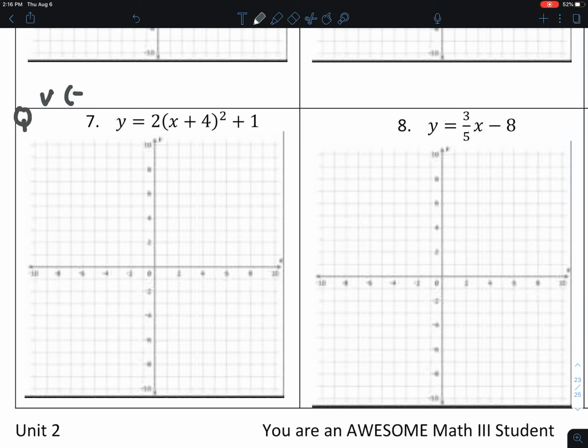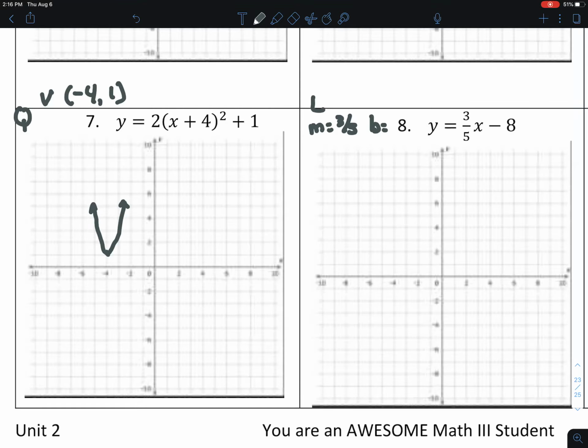And then this one is quadratic. It has a vertex of -4, 1. So we're going to go to -4 and 1. It's a little bit skinnier because it's a vertical stretch. So we're going to just make it a little bit skinnier than normal.